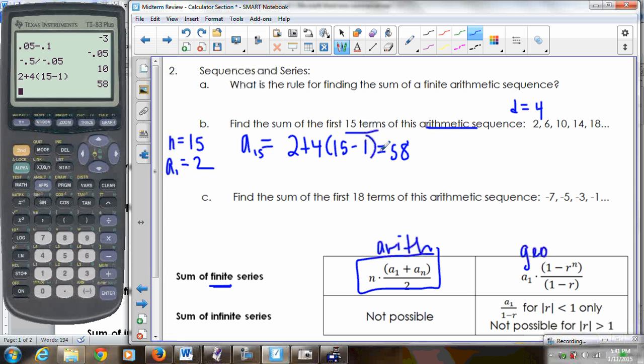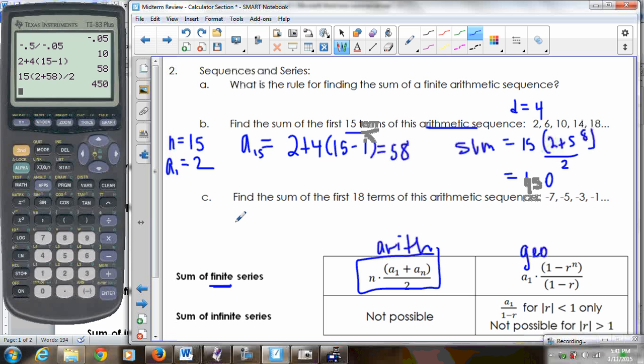Now again, that's just the 15th term. We want to find the sum of those terms. So the sum of the first 15 terms is going to be n, which is 15, times a sub 1, which we said is 2, plus a sub 15, which we said is 58, and we're going to divide that whole thing by 2. And again, I can just do this on my calculator. So 15 times the quantity 2 plus 58, divided by 2. And that gives me 450.